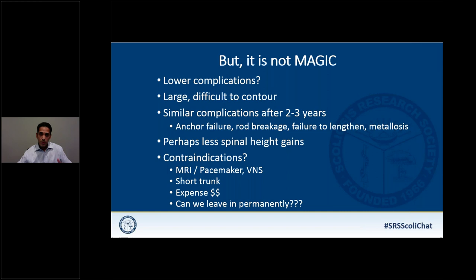What are some of the people who can't have these magnetic rods? Well, if you need frequent MRIs of the spine, it's not great visualization. If you have a pacemaker or a vagal nerve stimulator, you're not a good candidate to have this because of the magnet we need to use on the outside. If you're very small, sometimes the rods are too big. They're extremely expensive and not available in countries with limited resources. And we're not sure if we can leave these in permanently. Earlier, I showed you an example of a patient who was done growing.